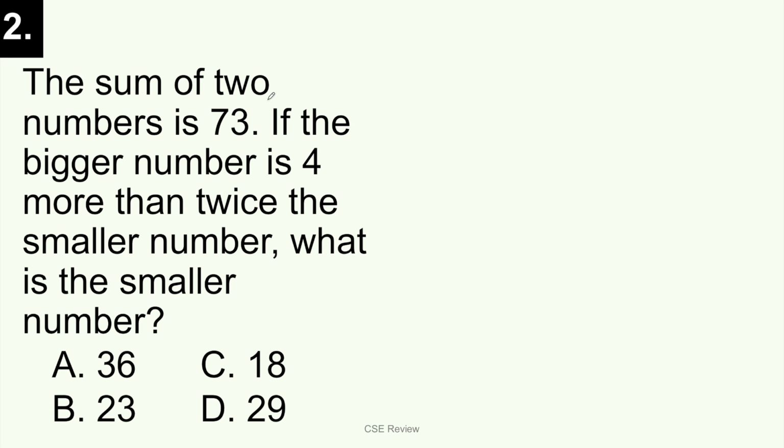Let me demonstrate. So, it says, the sum of two numbers is 73. So, you already know your two numbers, let's say A plus B is 73. Now, if the bigger number, okay, let's call the bigger number B. So the bigger number is B, and A will be the smaller number. So, if the bigger number, which is Bn, is, again, the word is, which means equals, 4 more than twice, so 2 times, the smaller number. What we are looking for is, what is the smaller number?